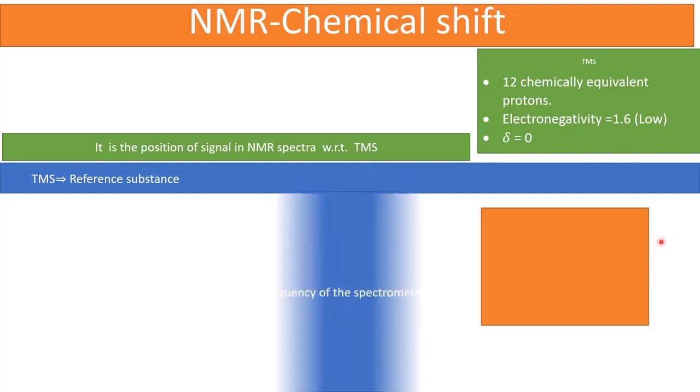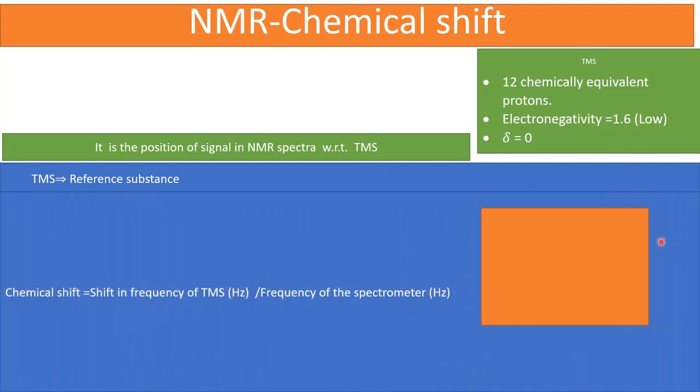Then, mathematically, the chemical shift is equal to the shift in frequency from TMS. How far the particular compound is shifted from TMS, with the value of TMS being 0 and the value of the compound in question identified by the experiment, divided by the frequency of the spectrometer in hertz. Okay, this formula is used to calculate the chemical shift.